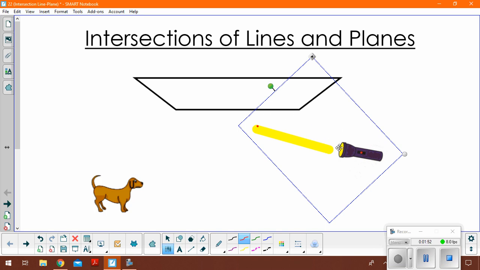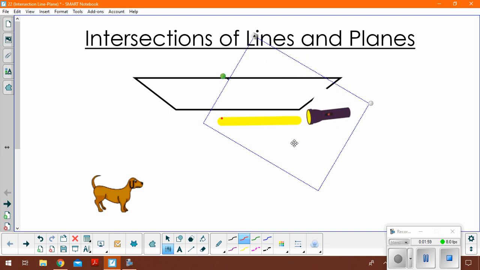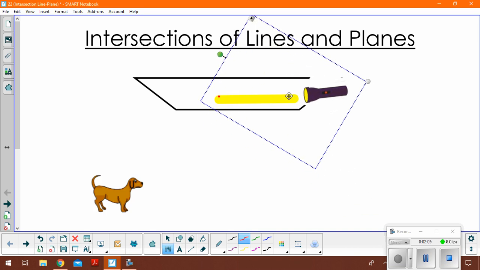The only way it's not going to hit the ceiling is if the beam of light is parallel, something like this. It's never going to intersect the ceiling, so I have no solution. The final case would be if I hold the flashlight right against the ceiling. Then the beam of light is right on the ceiling, and I would have an infinite number of solutions. Every single point on this beam of light is also a point on the plane.